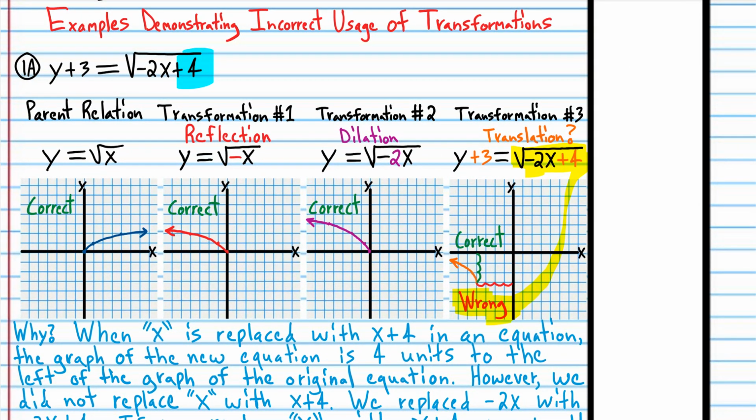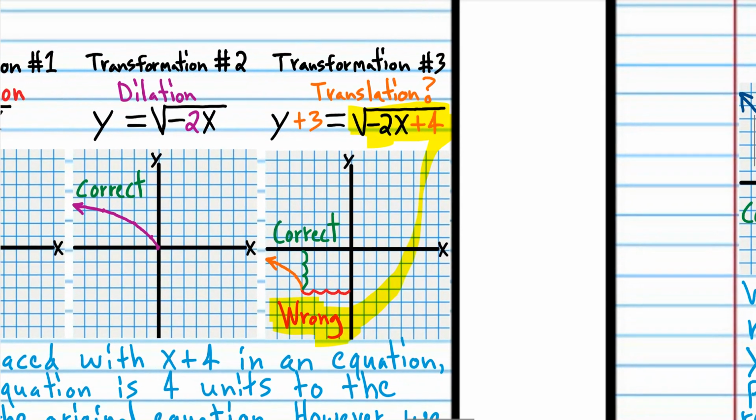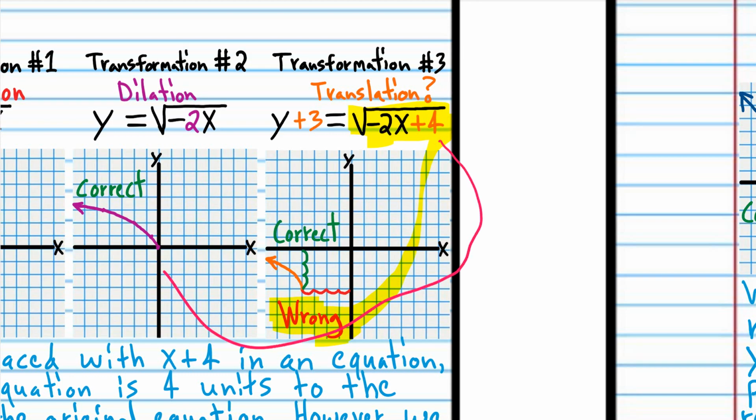You see, we have a 4 up here added to the negative 2x. So we're then going to add 4 to negative 2x. We have negative 2x in the previous equation. We're going to add 4 to that. And it looks like we're adding 4 to x, but actually we're not. We're adding 4 to negative 2x. A lot of students would say, well, I'm adding 4 to x here, so I can just move the graph of the previous equation 4 units to the left. But again, we're not adding 4 to x, we're adding 4 to negative 2x. It's not the same thing.